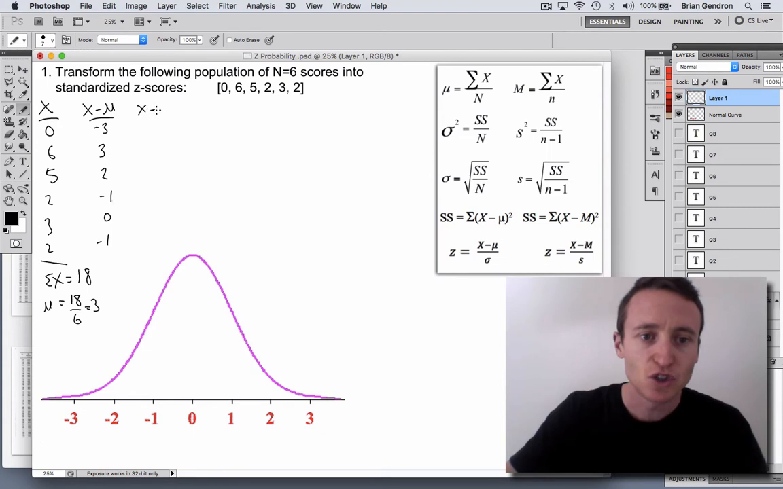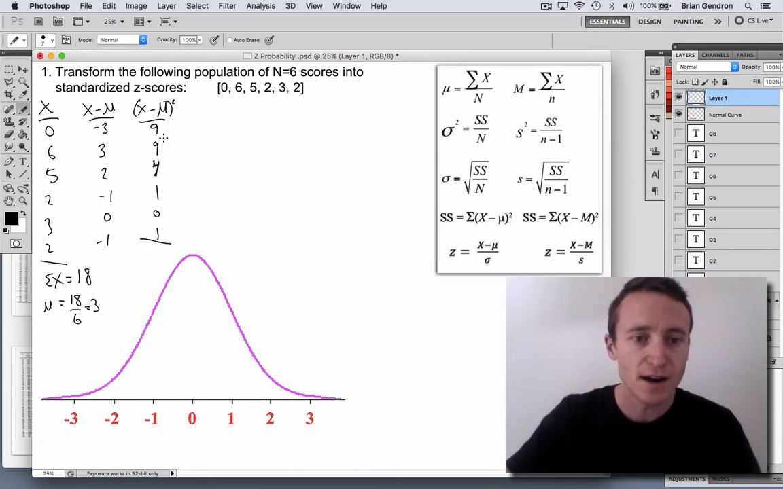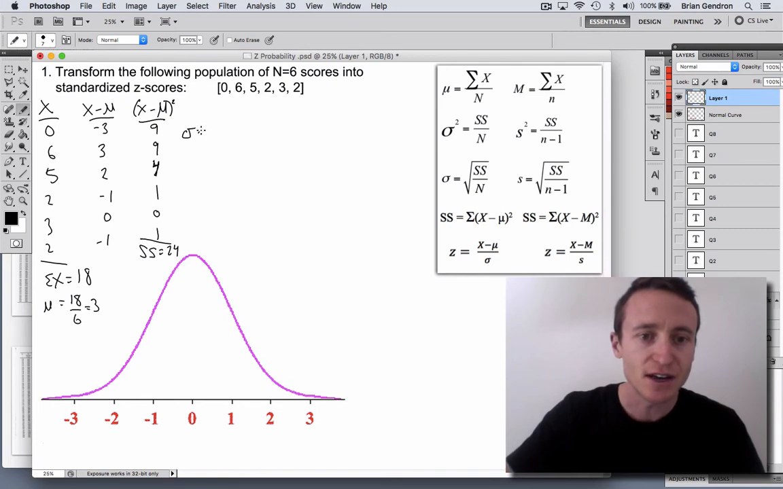The next step, square those deviation scores. So I'm taking each individual deviation score and squaring it. -3 squared is 9, 3 squared is 9, 2 squared is 4, -1 squared, 0 squared, and 1 squared. All right, we're almost there. Add these together, gives me sum of squares, which is 24, and therefore the standard deviation is the square root of 24 over 6, and 24 over 6 is 4, square root is 2.